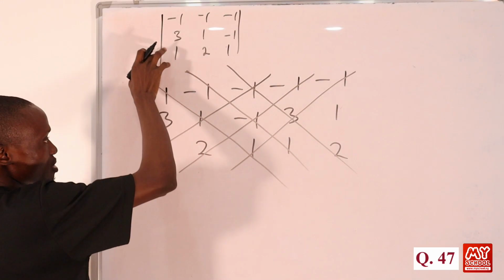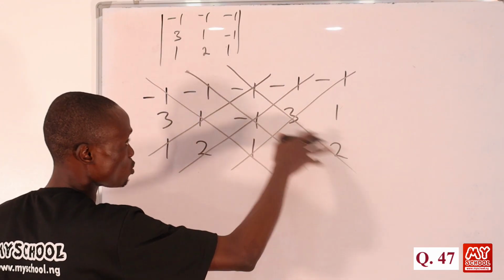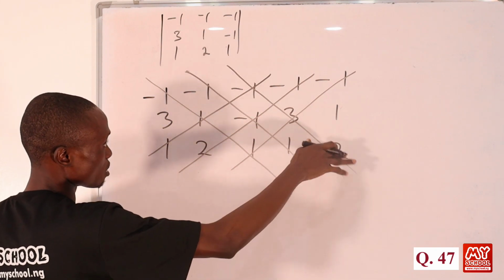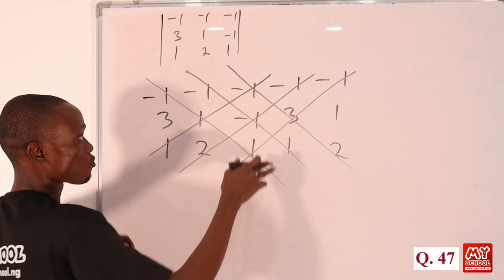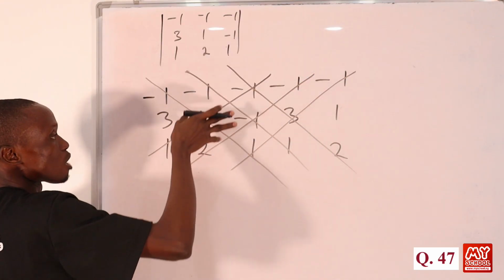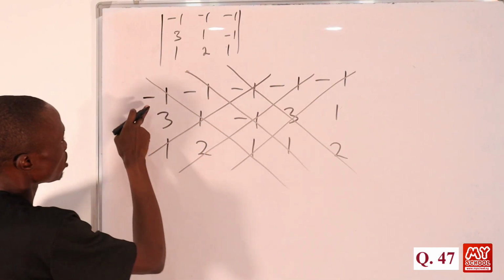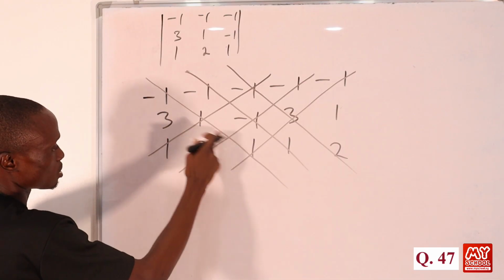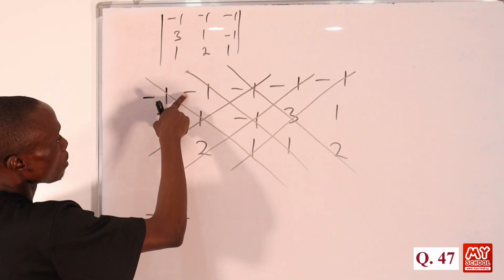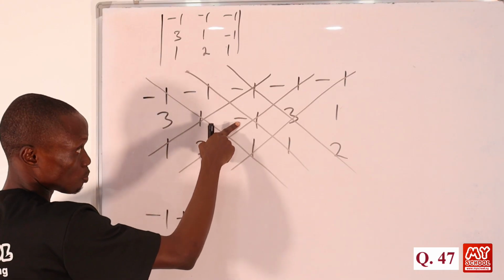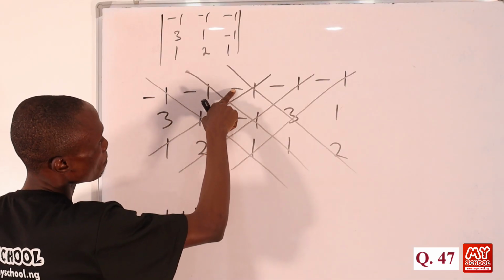Now remember, this is the major diagonal. So I will multiply these values together and add them. Then the result from the minor diagonal will be subtracted from it. Let's deal with the major diagonal first. Here we have minus 1 times 1 times 1, and that will be equal to minus 1. Then plus, here we have minus 1 times minus 1, that is plus 1, then times 1, that is plus 1. Now let's see what we have here.